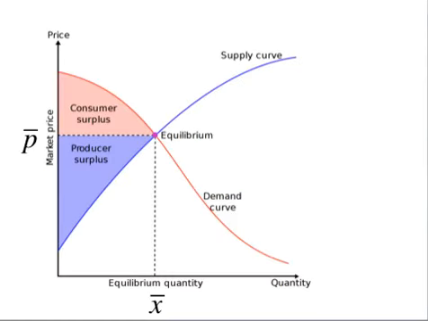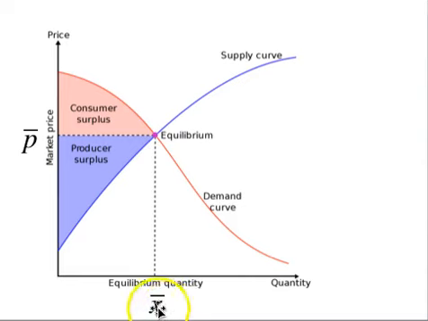So here's our basic idea. We have a demand curve. As price goes up, demand goes down. Supply as well: as price goes up, supply goes up. So we have our quantity on this axis, we have our price on this axis.